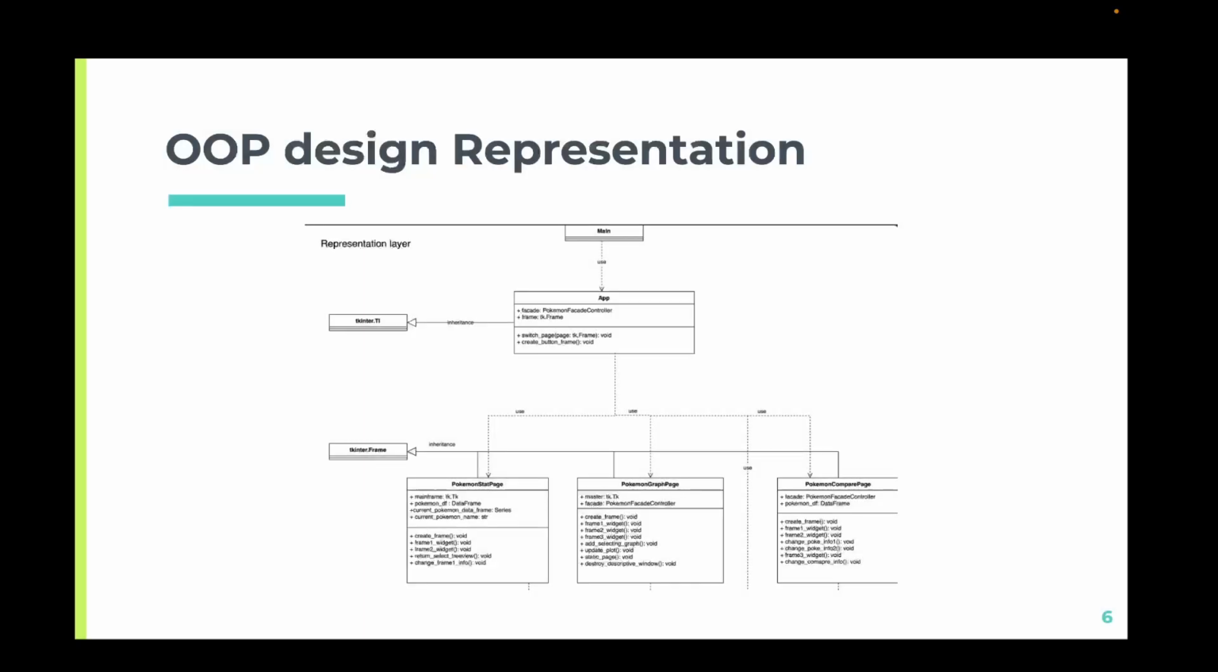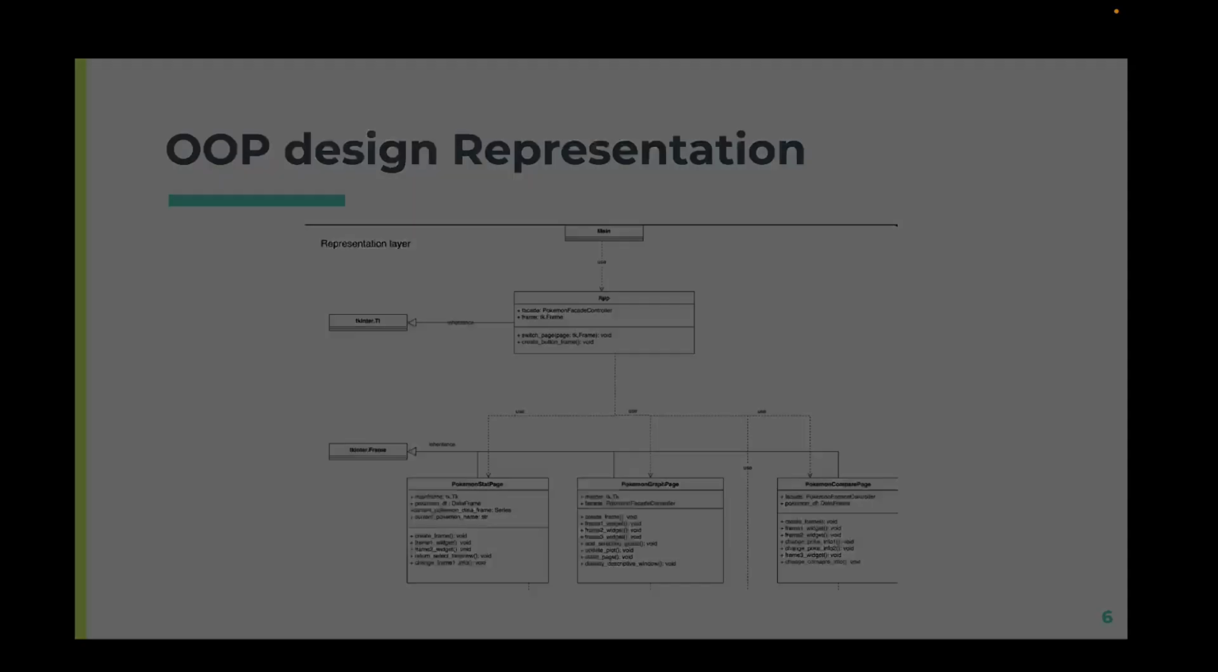And in the representation layer, there are four classes in total. Pokemon stat is used to show the stat like I showed before. The graph is to show the graph. Compare is to show the compare, and app is the main class that is used to run the program.